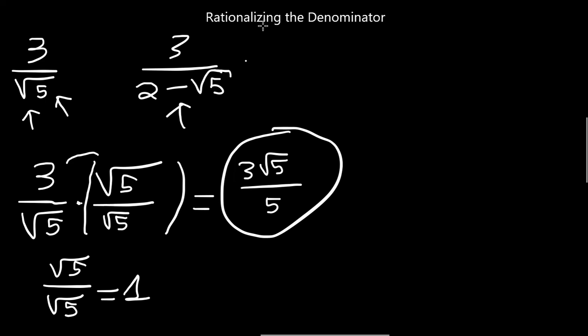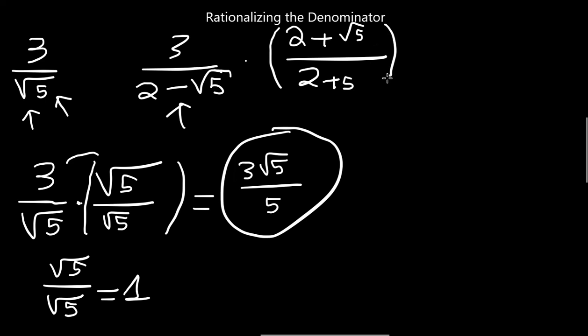And this one's a little bit more complicated. We can't just multiply it by the square root of 5. Instead, what we're going to do is we're going to multiply it by 2 plus square root 5 divided by 2 plus square root 5. This is called the conjugate of this number. So let's see what happens when we multiply that out.